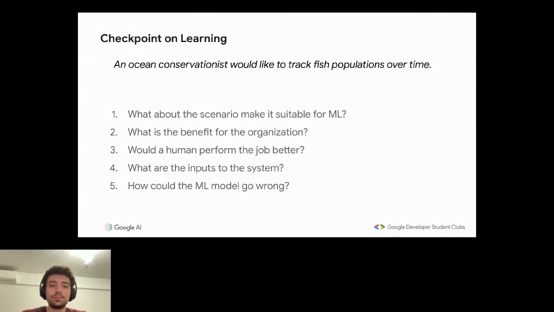And so we could see this as a very hard problem, also because it's in the water, it's not like in open air. As humans, we have more difficulty to solve this problem. And so there are a lot of answers actually to question number 5, how could the machine learning model go wrong? And the main answer to this would be data.